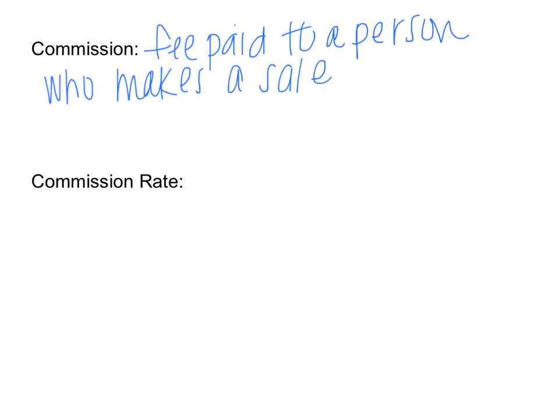The first one is commission. Commission is a fee that is paid to a person who makes a sale. So, car salesmen make a commission, and real estate agents also make a commission based on how much a car or home is, as well as their salary.